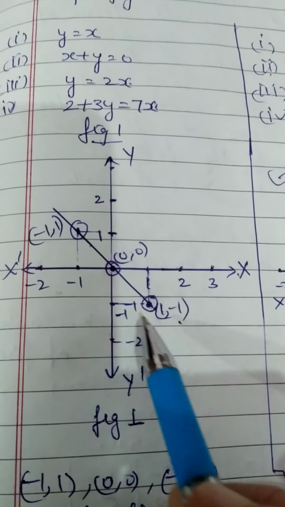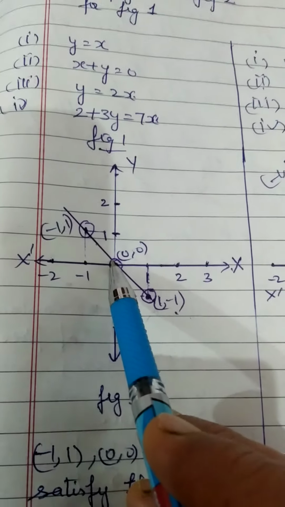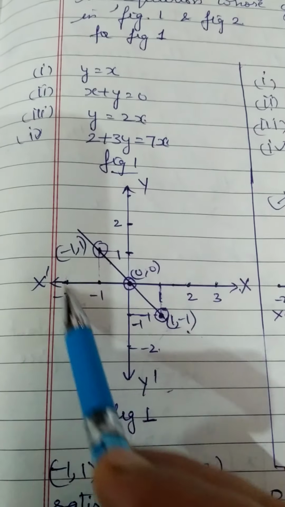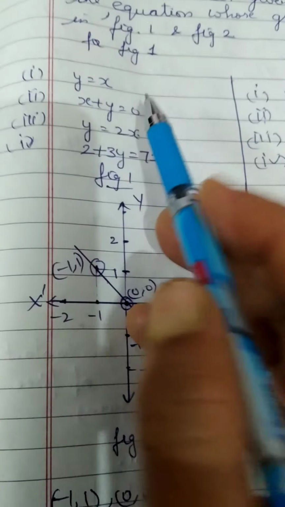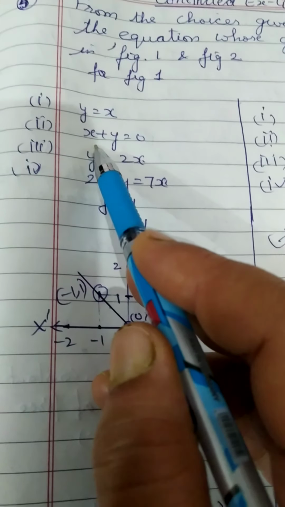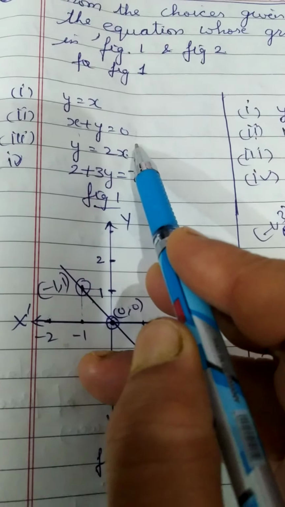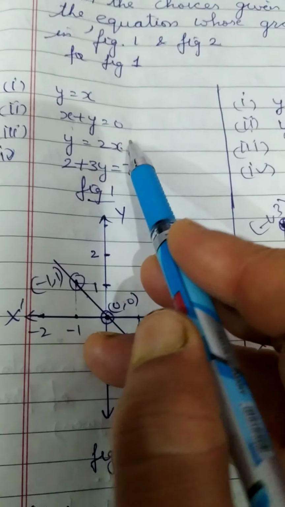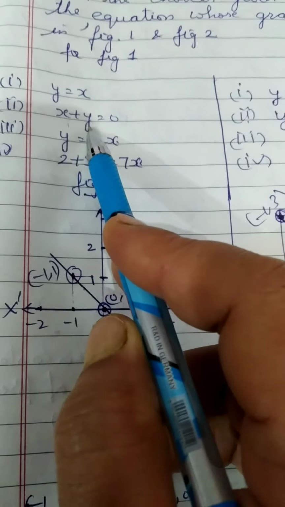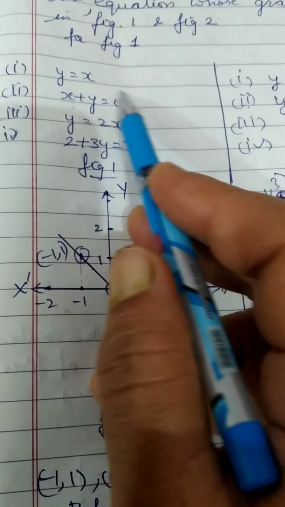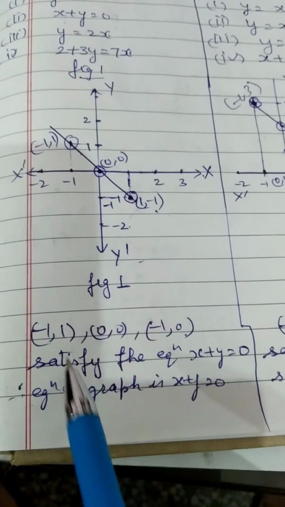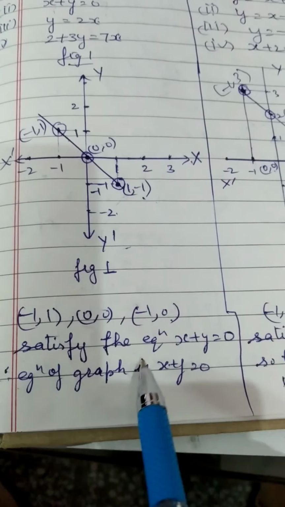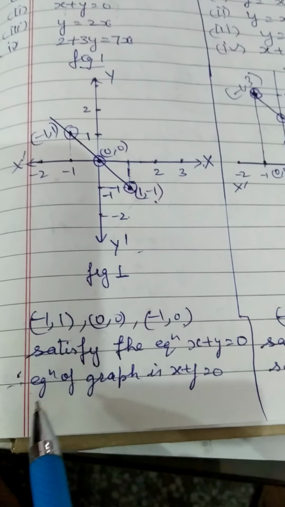Clearly, the points given in the graph are (1, -1), (0, 0) and (-1, 1), and these points satisfy only this equation, x plus y is equal to 0. When we put x is equal to -1, y is equal to 1, we get 0. When x is 0, y is 0, we get 0. When x is 1 and y is -1, then also we get 0. It means this equation is satisfying this graph. Therefore, (-1, 1), (0, 0) and (1, -1) satisfy the equation x plus y is equal to 0. So, the equation of the graph is x plus y is equal to 0.